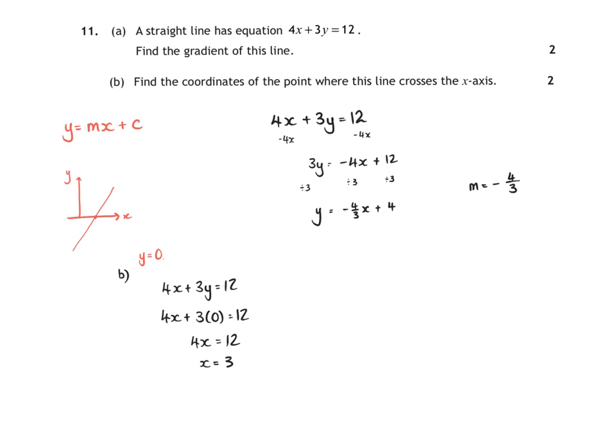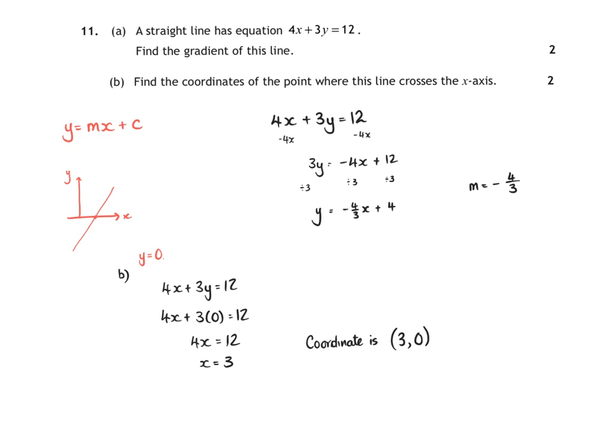So then we need to write down the coordinate. So we know the coordinate is, and then it's x, then y, so it's got to be (3, 0) for where it crosses that axis. Okay, so the points here.